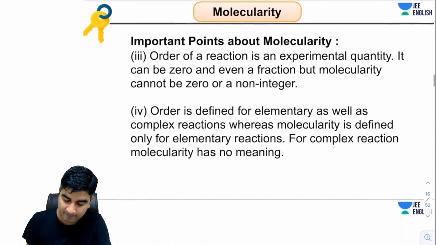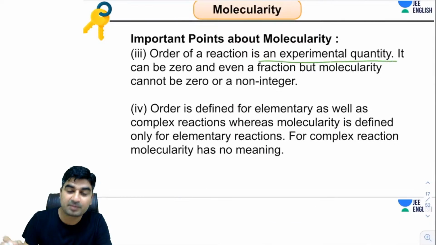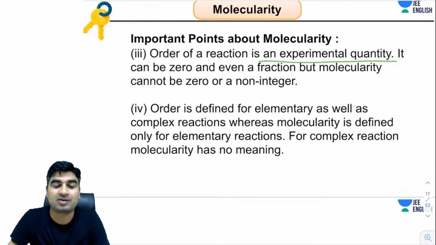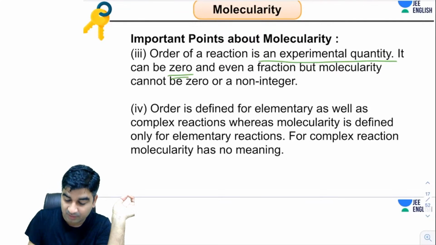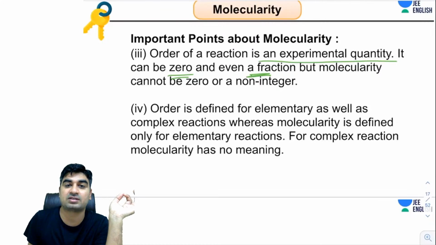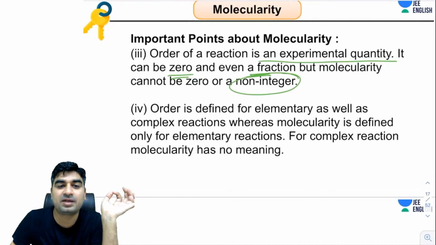Next point. Order of reaction is an experimental quantity. Order of reaction can be 0, positive, negative or fractional, but molecularity will always be a positive integer. Now you know it.